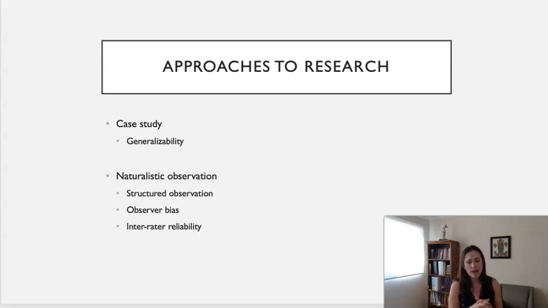Another type, a version of observational research, is naturalistic observation. Specific type is when you go out to the real world. You go to people in their natural environment and observe them. And to do that, an important thing is to be inconspicuous, to not try to stand out as much.